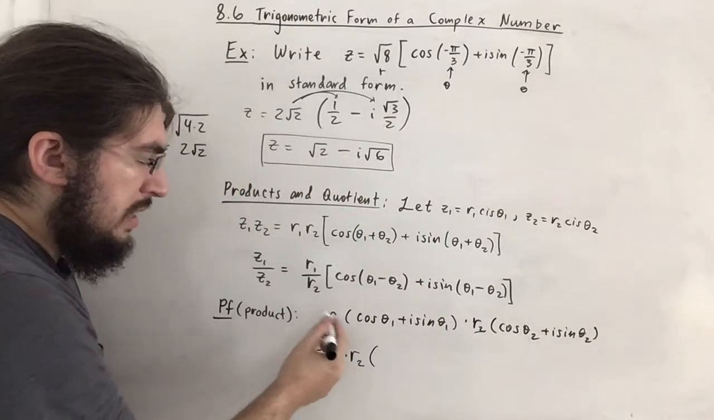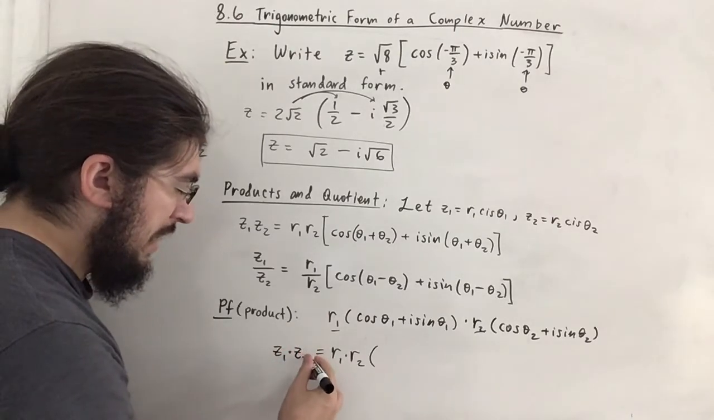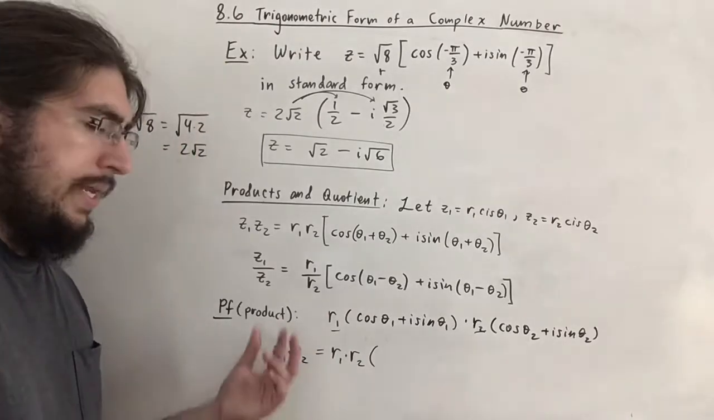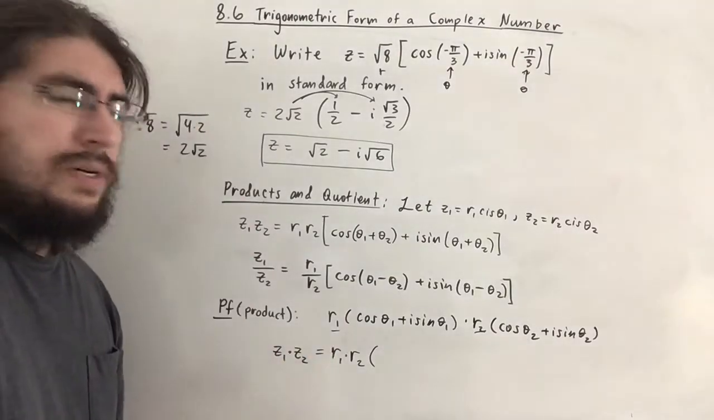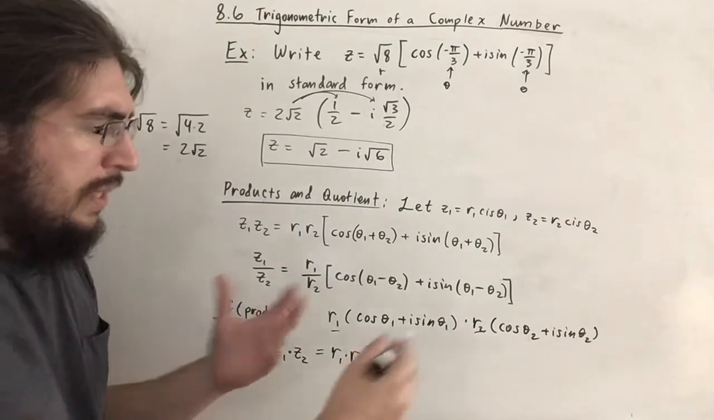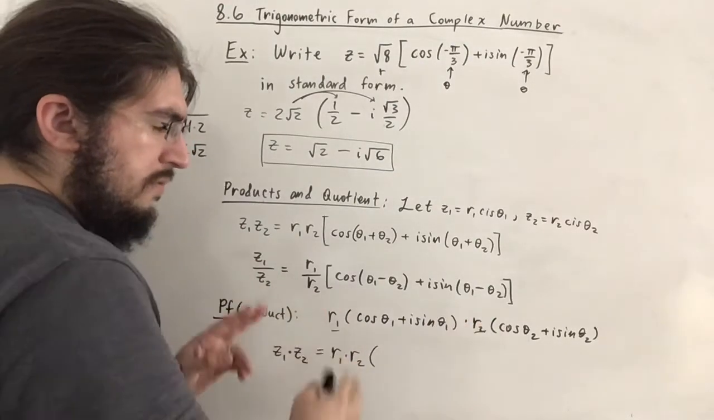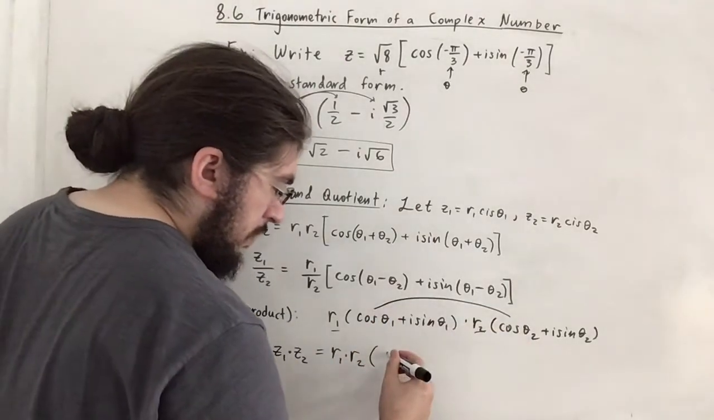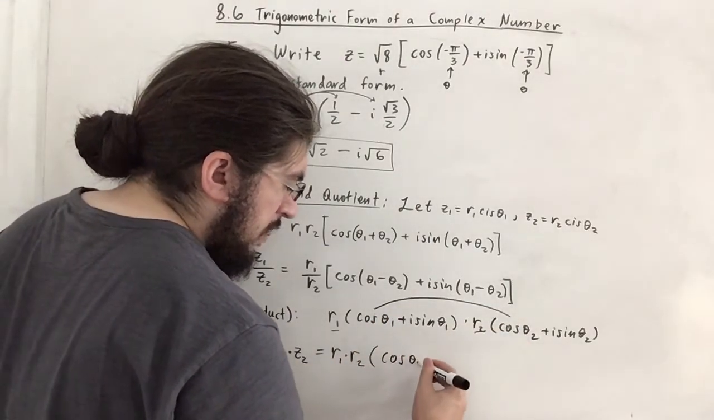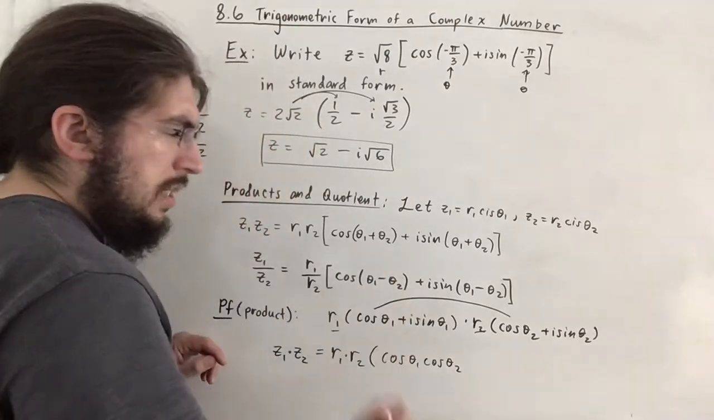Now I should have said that this is equal to z1 times z2. I mean, I said it, I just didn't write it. So I'll write that here. That's okay? So now this next part's a little confusing. We basically have to FOIL. I'm going to ignore this being here, since we moved that in front, so that's okay. Cosine times cosine will just be cosine theta 1 times cosine theta 2. Okay, so that part's not too bad.